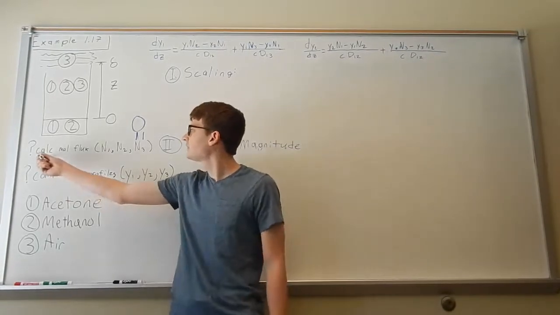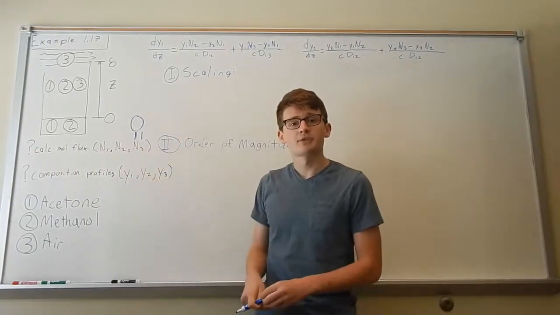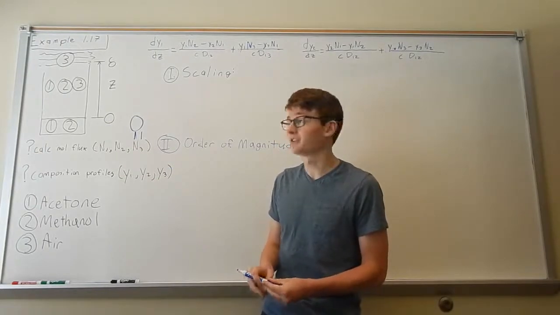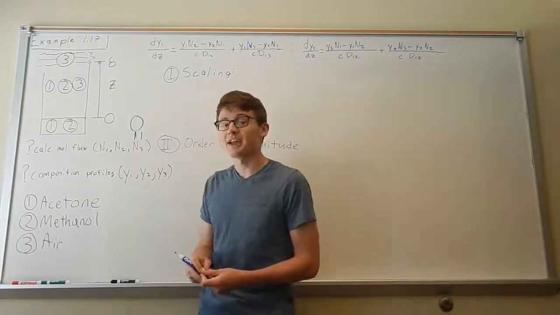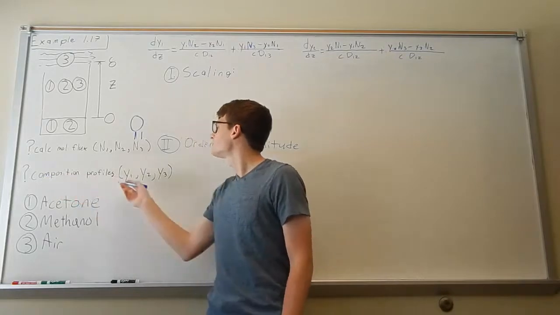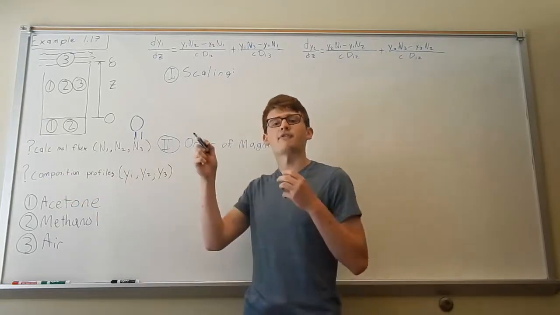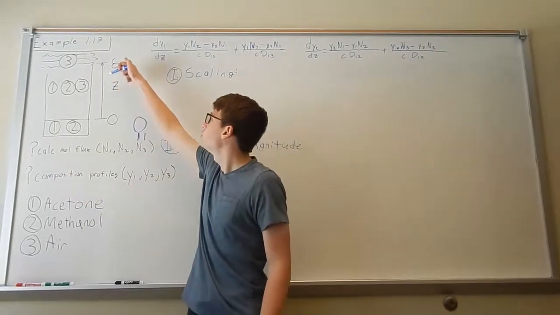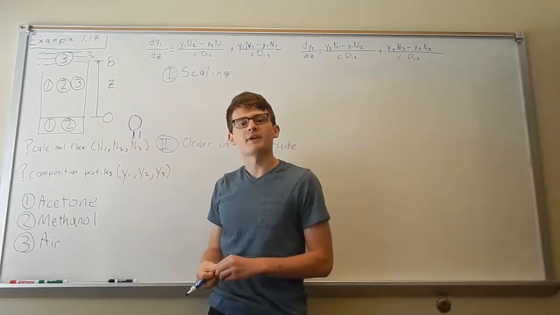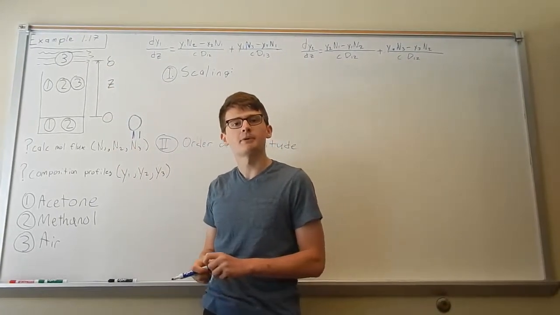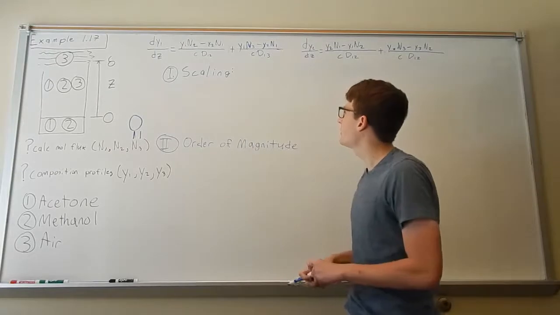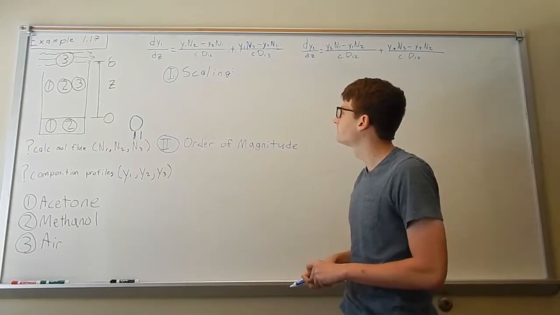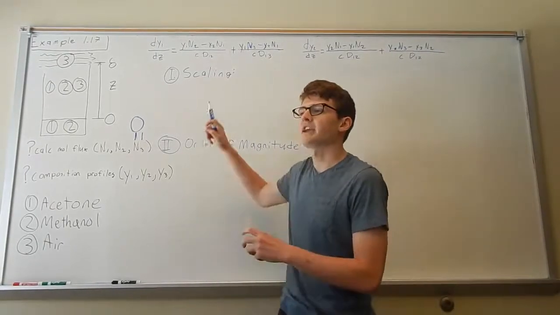I should talk about what's actually being asked for here. We're asked to calculate the molar flux of the 3 components, and we already know the molar flux of component 3, air, and we want the composition profiles, which would be a graph showing the mole fractions of each of the components as you go up the tube. So let's go ahead and scale this problem.